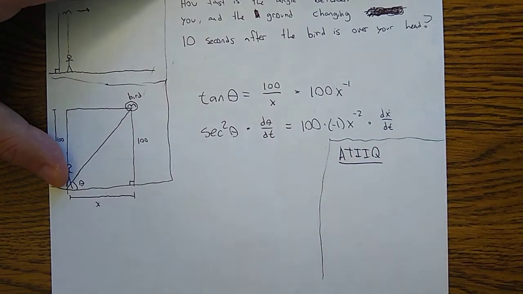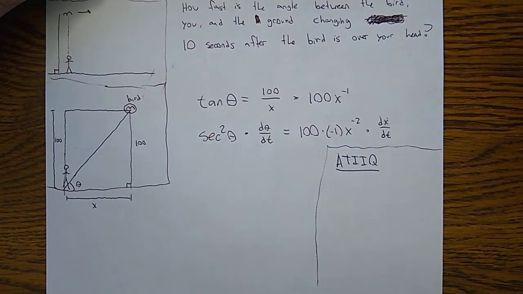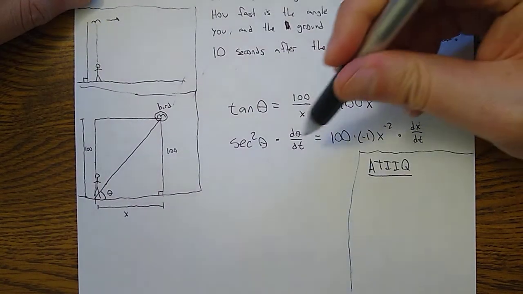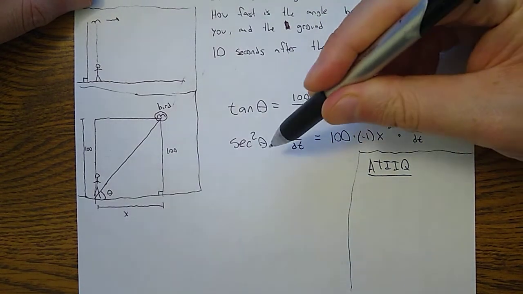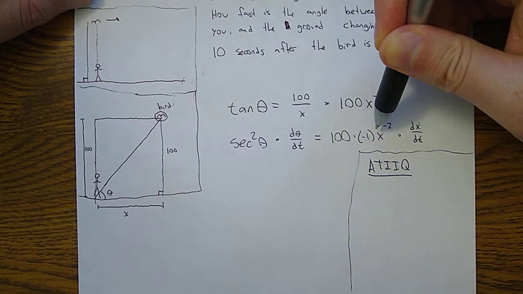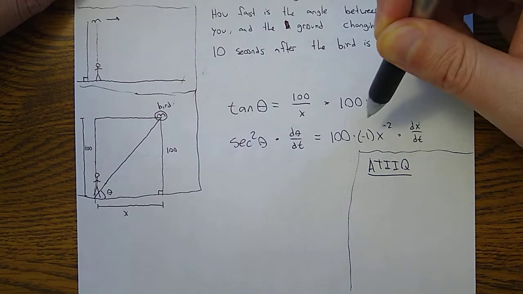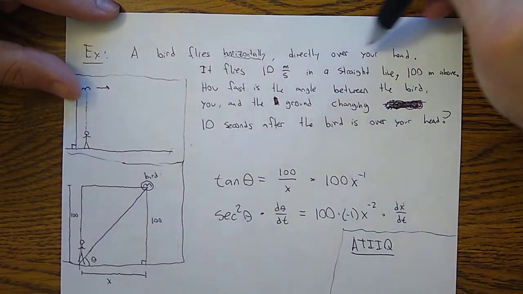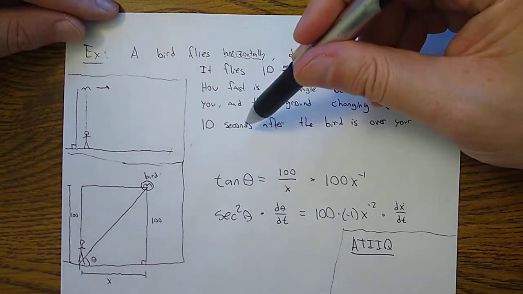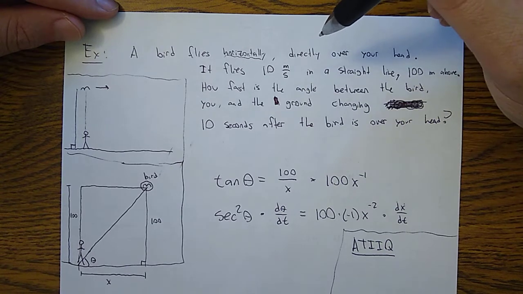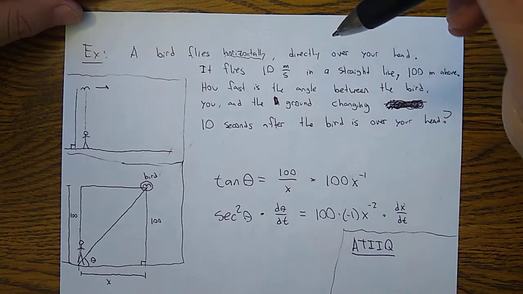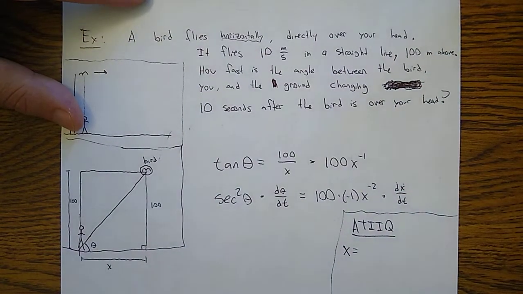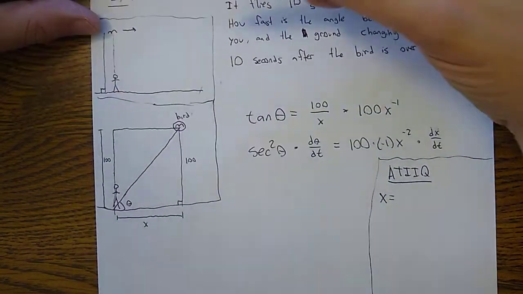So, at the instant in question, what do I know? I mean, I'm looking at this. It seems like I basically don't know anything. So let me think. All I know about the instant in question is that it's 10 seconds after the bird is over my head. So that should be enough information for me to figure out x, right?